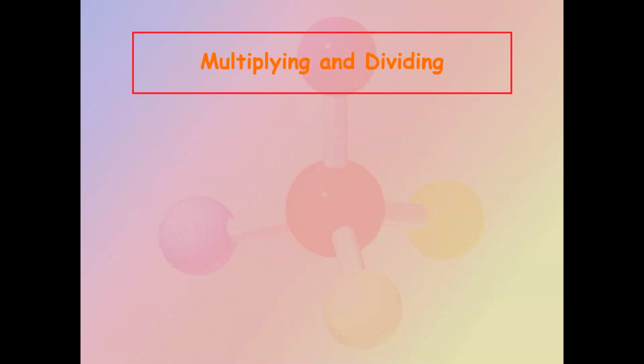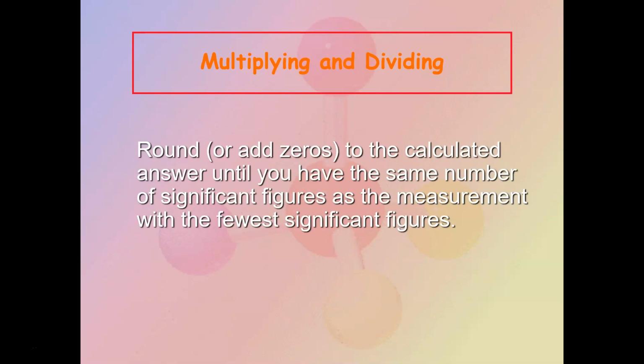Now, more often than not in here, we are going to be doing multiplying and dividing, and different rules apply for multiplying and dividing than did for addition and subtraction. So we are going to round and add zeros when necessary to the calculated answer until you have the same number of significant figures in your answer as the measurement with the fewest number of significant figures. So you essentially look at all the numbers you multiplied or divided together. You find the one that had the fewest number of significant figures in it, and that's the number of significant figures your answer can have.